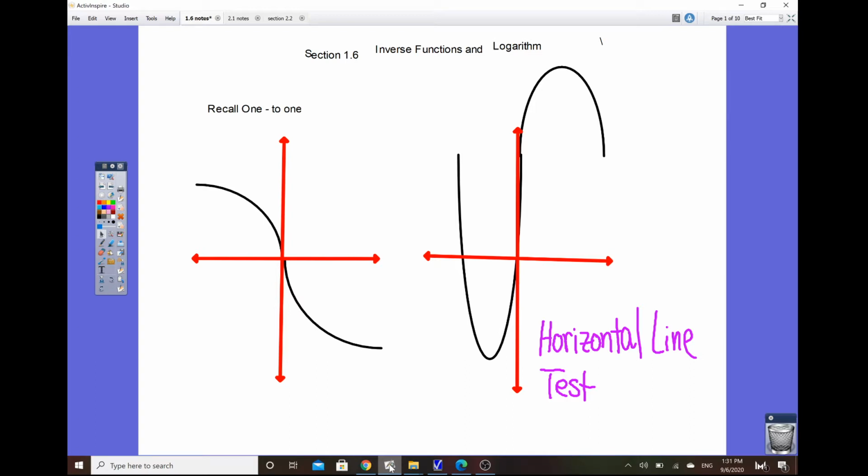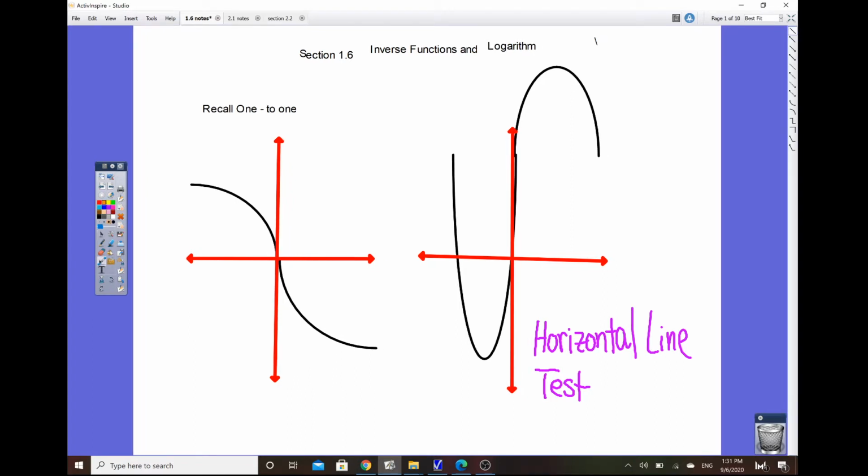So anytime that we do have a graph like this, and you want to find out whether the function is considered one-to-one, that means we have to go through the horizontal line test. What that means is that if the horizontal line touches the graph at one point only, then the function is considered one-to-one. So now let me show you one of the examples here.